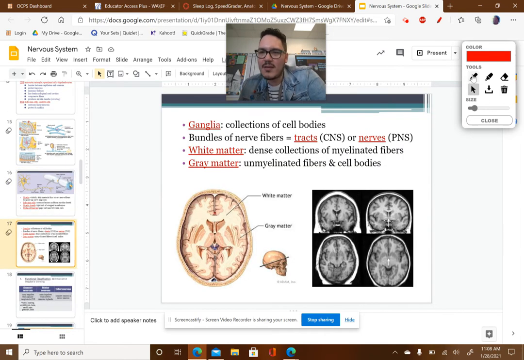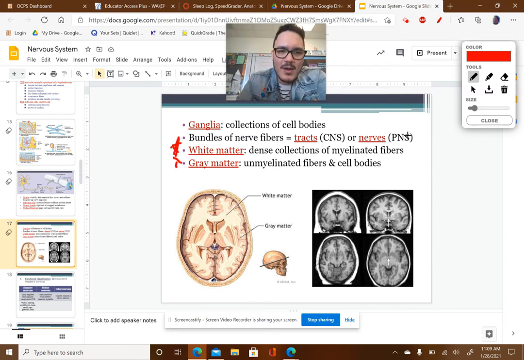Some more stuff here we need to talk about. The ganglia, I don't get too crazy with ganglia. It's just a collection of cell bodies. It's just a definition if you need to pay attention to that. If you were talking to a medical professional, like a neurologist, there are some technical terms that you'd use. So, for example, bundles of nerve fibers is considered a tract in the central nervous system, and bundles of nerve fibers is considered just nerves in the peripheral nervous system. I tend to just use the word nerves in a general sense.